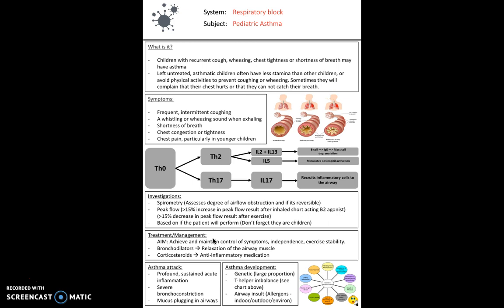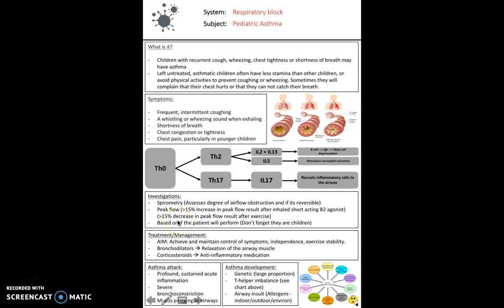So children who have a recurrent cough, wheezing, chest tightness, shortness of breath, and maybe chest pain as well are likely to have asthma. And the symptoms for paediatric asthma and adult asthma aren't too dissimilar. What's really important about this is if they're left untreated, then they often have less stamina than other children. But this doesn't need to be the case if it's managed effectively with bronchodilators. Normally, because they tend to have less stamina than other children, they tend to avoid doing physical exercise in order to prevent the exacerbations of their symptoms, so to prevent that coughing and wheezing. However, with the correct management, this shouldn't be the case.